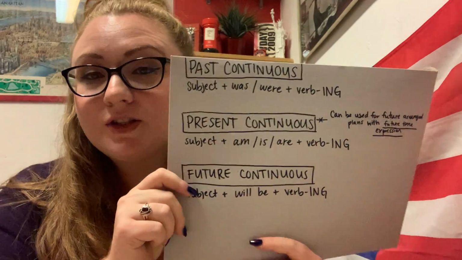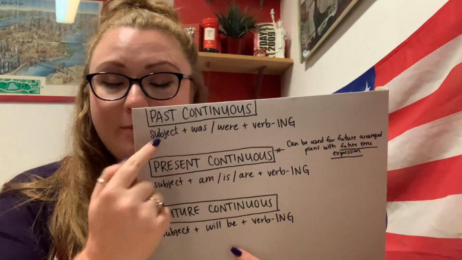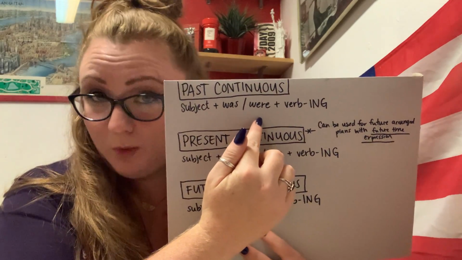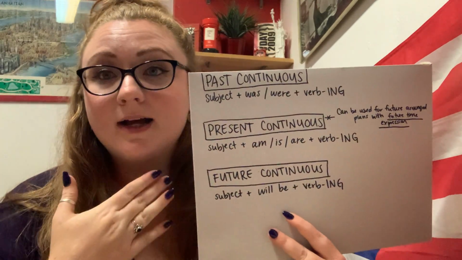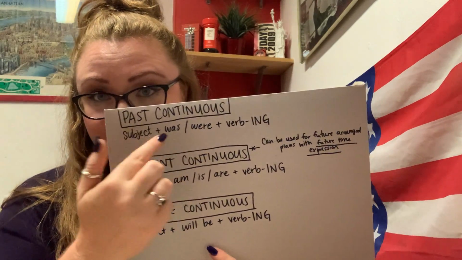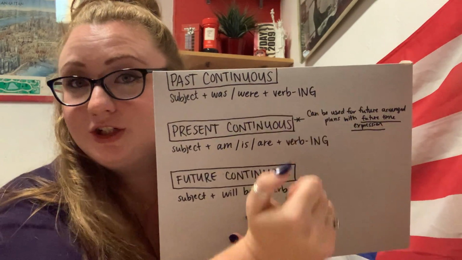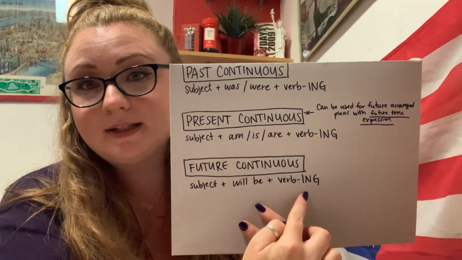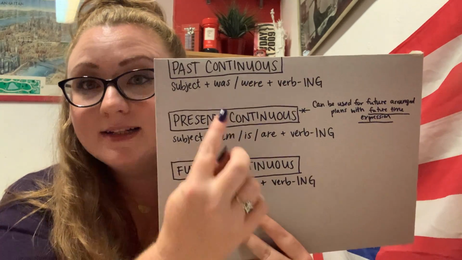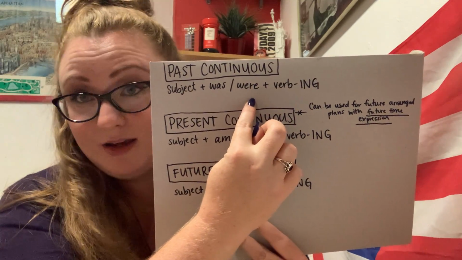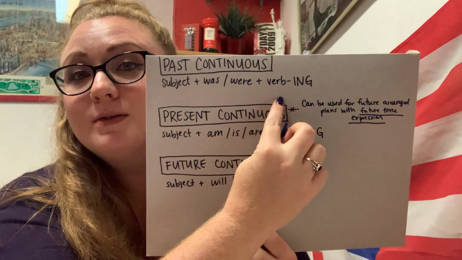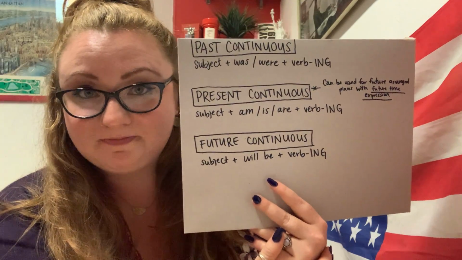So here are the structures that you need to know. For the past continuous, we have our subject, then was or were, depending on your subject. I was, you were, for example, plus a verb with ing. And you'll notice that this is the defining characteristic of all continuous tenses, is that we use a form of be, whether it's past, present, or future, and we use a verb with ing.